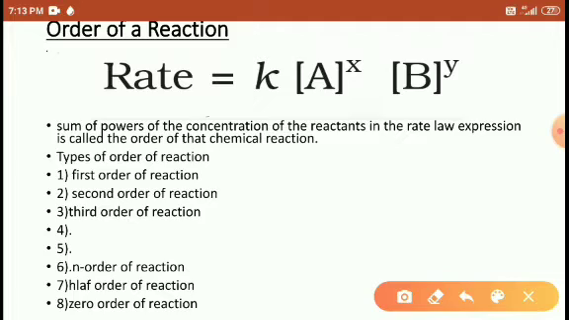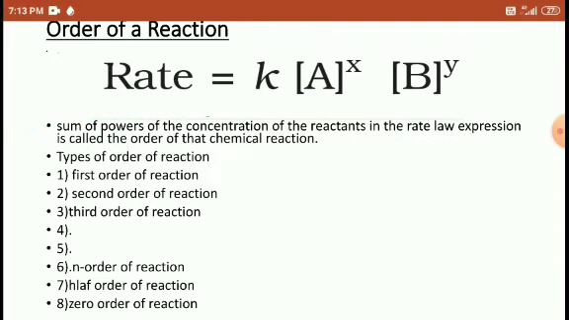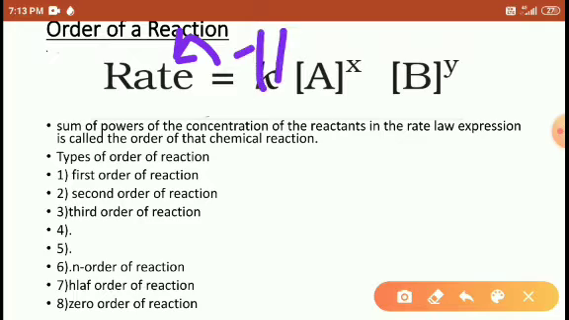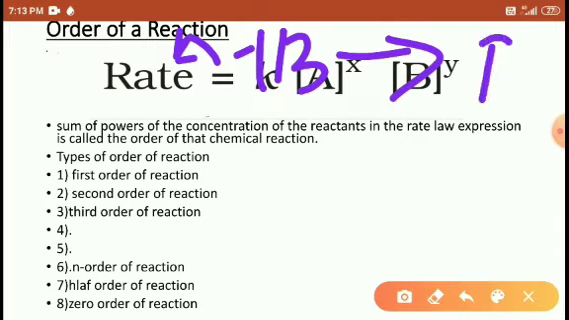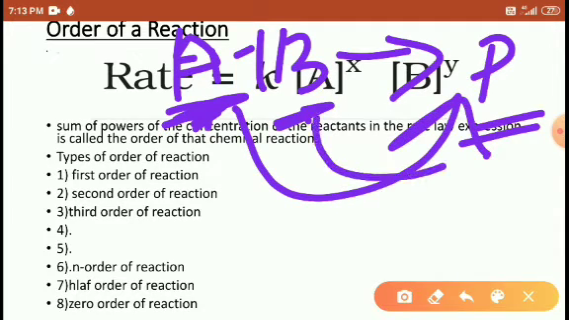Order of reaction is defined as the sum of the powers of the concentrations of the reactants in the rate law expression. It means we have reactant A and reactant B, both combined to form product P. The concentration of reactant A and the concentration of B are both responsible for the formation of product P.